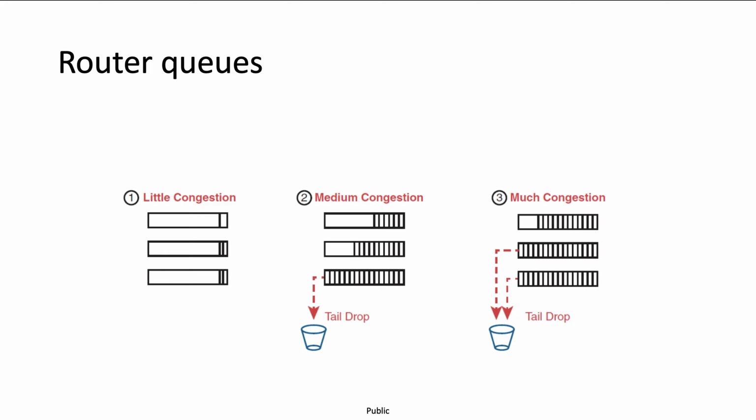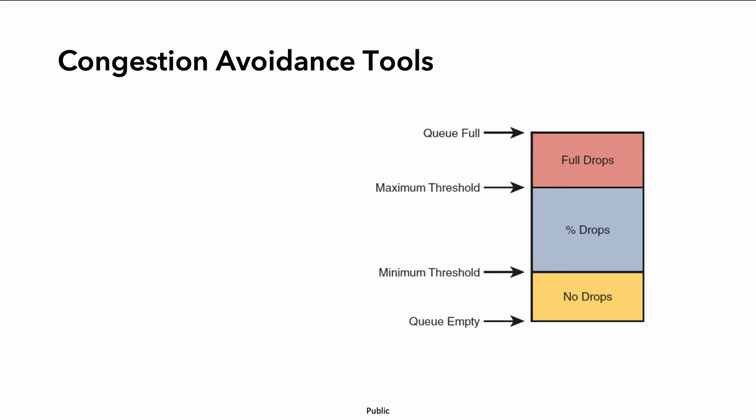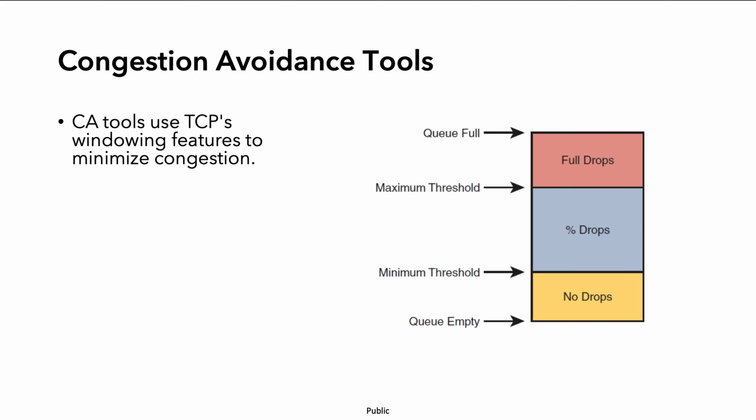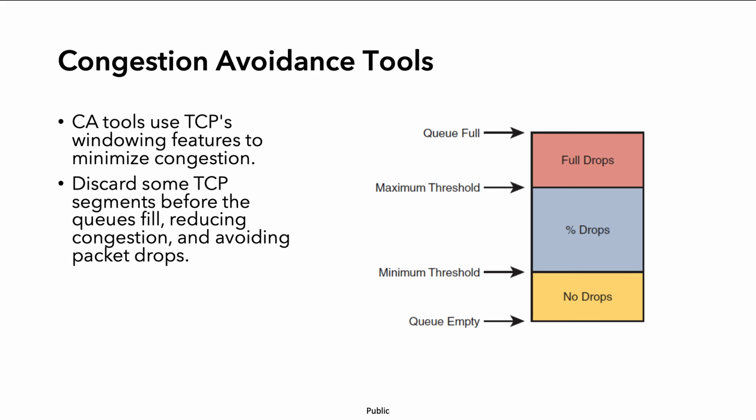So congestion avoidance tools use TCP's windowing feature to minimize congestion. These tools discard some TCP segments before the queues fill, hoping that enough TCP connections will slow down, reducing congestion and avoiding packets being dropped due to tail drop. It monitors the average queue depth over time. So the height of the box represents the queue depth.